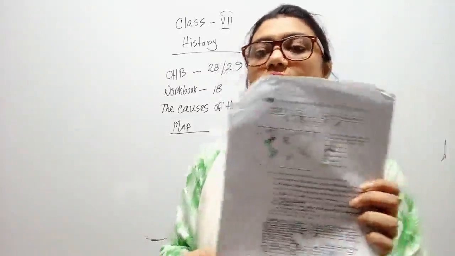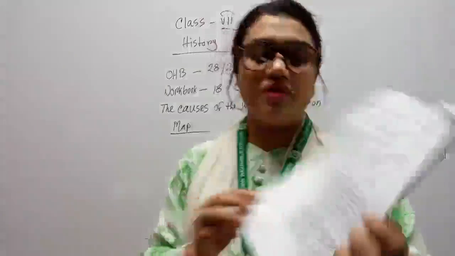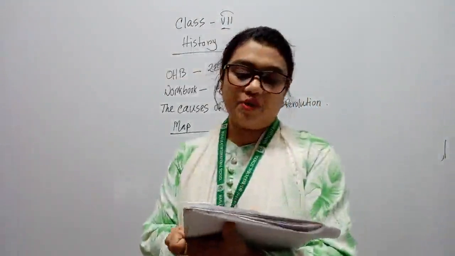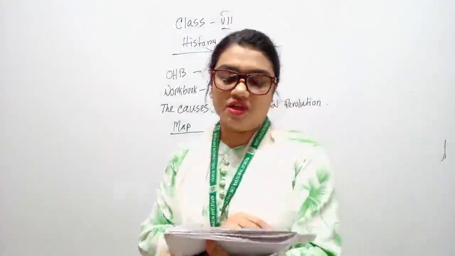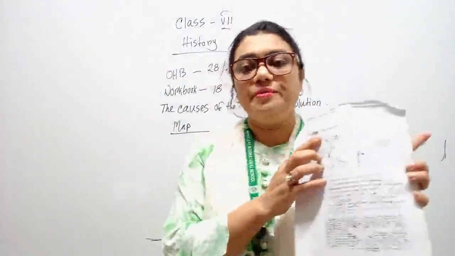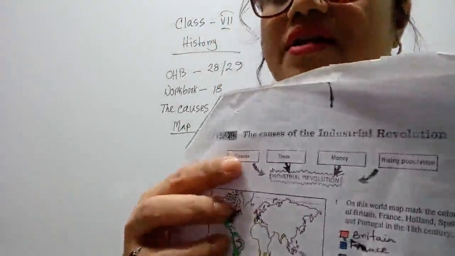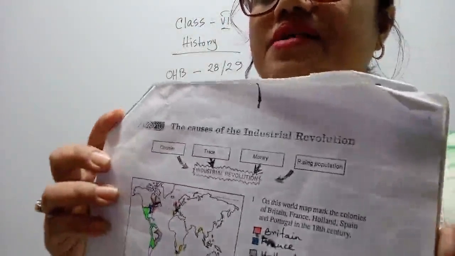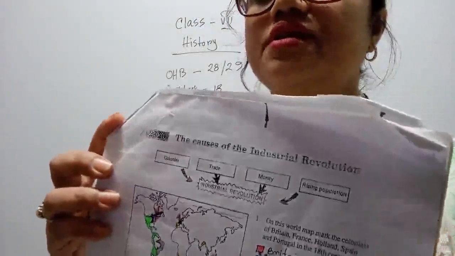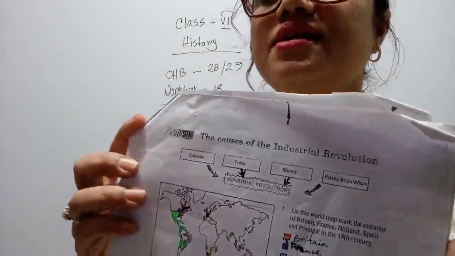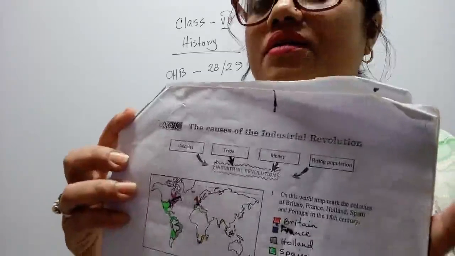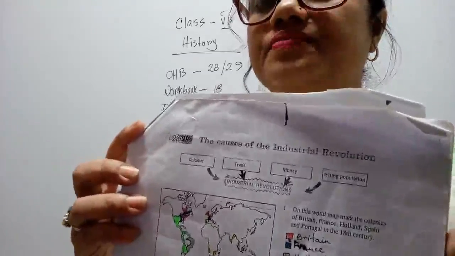This is the map that we are going to solve. First of all, I will discuss question number 2. Why were these things important causes of the Industrial Revolution? These things mean colony, trade, money, and rising population. The causes of the Industrial Revolution. There is a diagram. Inside the diagram, it is written: colonies, trade, money, rising population.